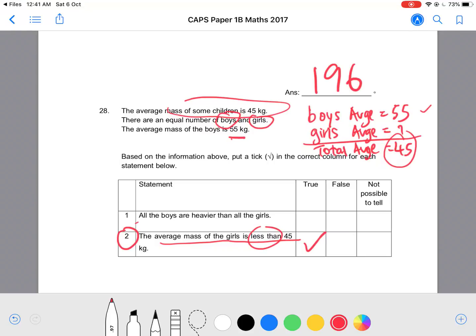Now, does that mean all the boys are heavier? Does that mean all the boys are equally heavy? Not true, right? This one is not possible to tell. Because there could be some boys who are really a lot heavier. There are some boys who can be even lighter than girls. But the boys' average is 55, that's what we know. So we cannot say that all the boys are heavier. We can't tell. So that's question 28.